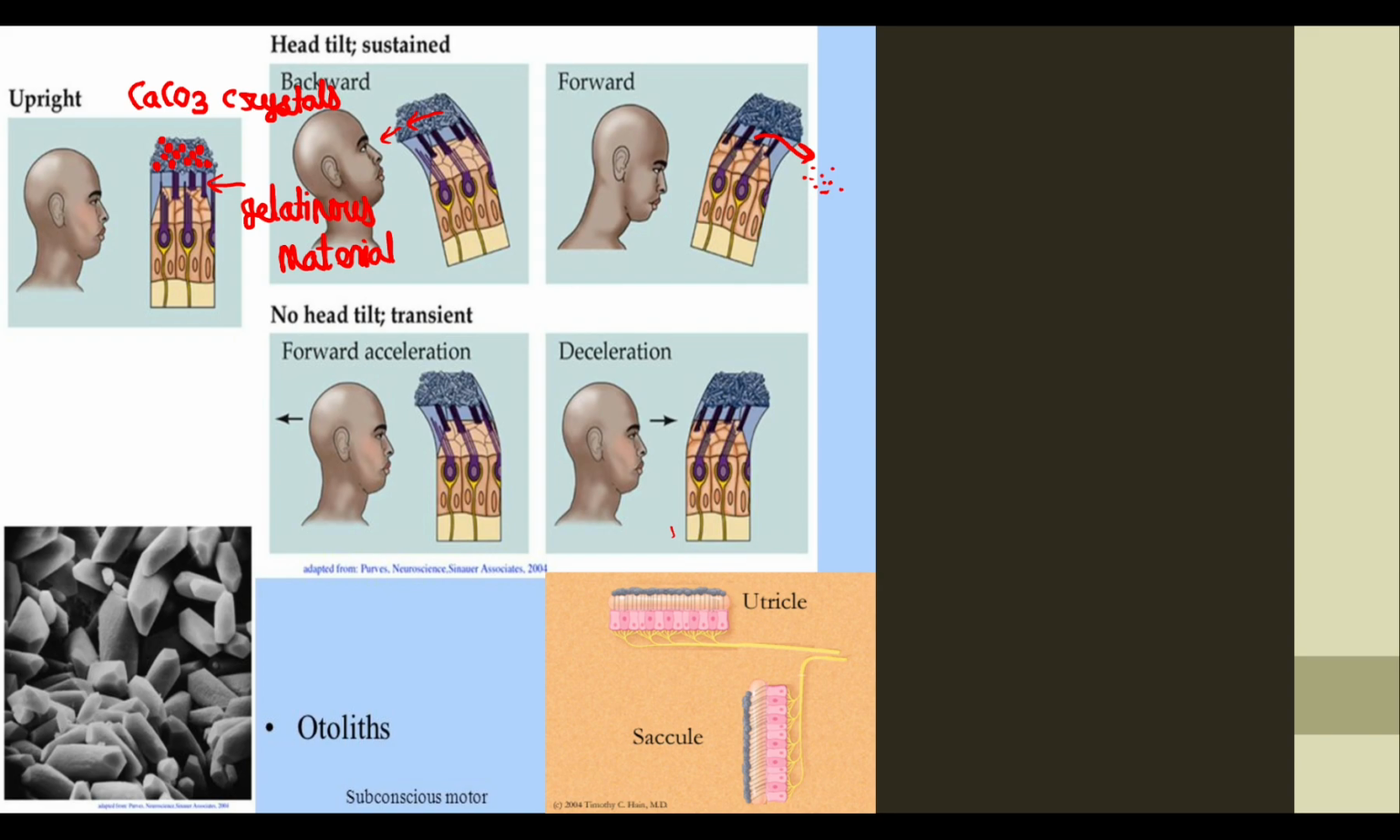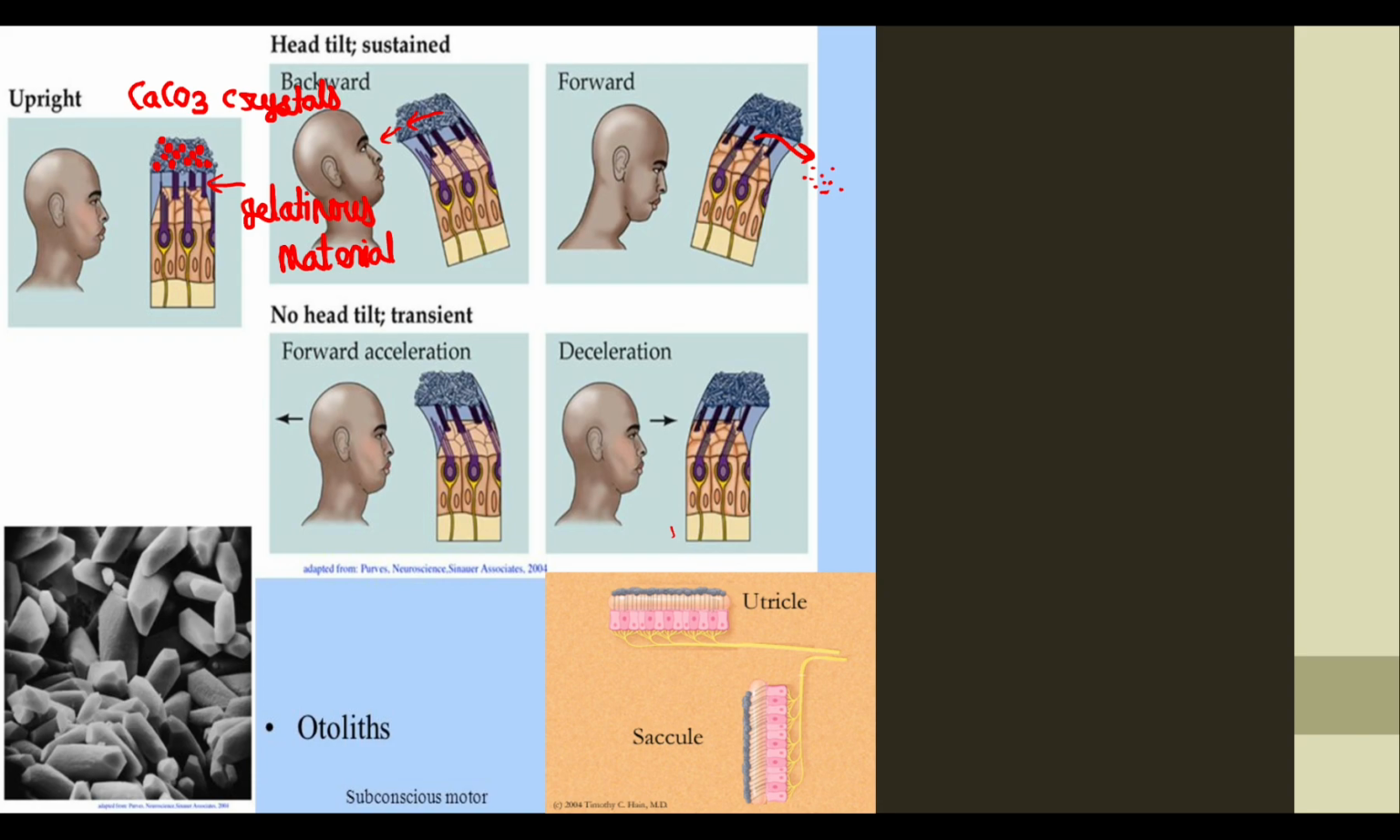See, utricle or saccule, either you are going for extension of your neck, meaning bending your neck backward, this is extension of the neck, or you are bending your neck forward, that is flexion of the neck, or you are in an upright posture. In all these three conditions, the utricle and saccule will work.